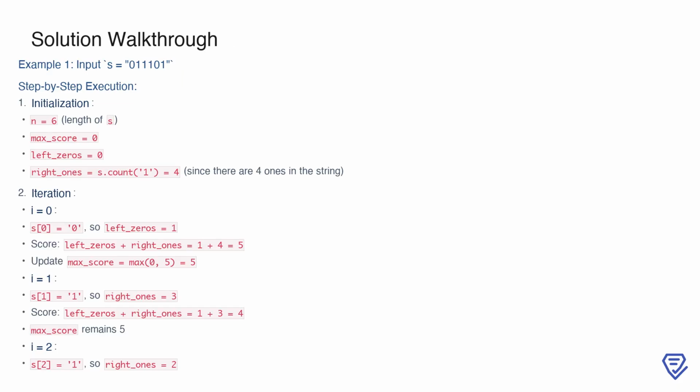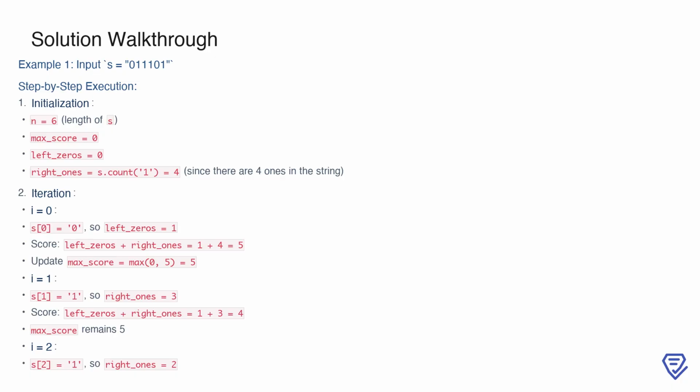In this example, we are given the string s equals 011101. First, we initialize some variables. The length of the string, n, is 6. We set max_score to 0, which will store the highest score we calculate. We also set left_zeros to 0, as initially, there are no zeros in the left partition. Finally, we count the total number of ones in the string, which is 4, and store this in right_ones.